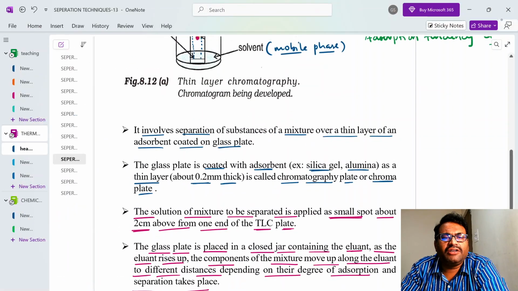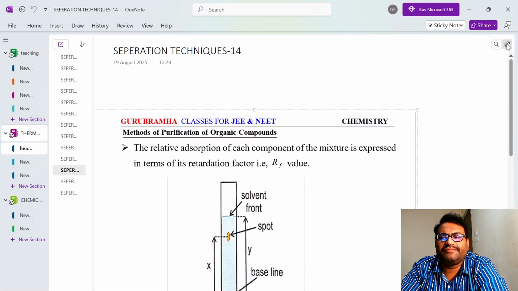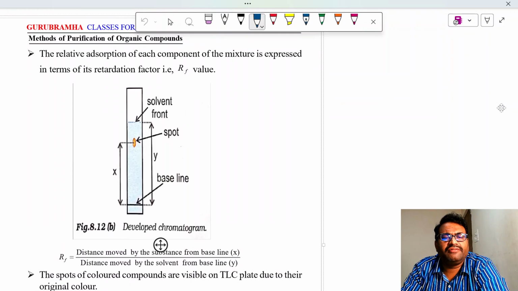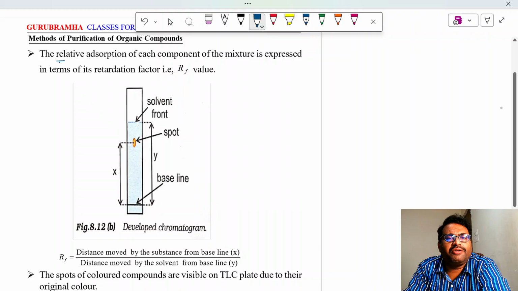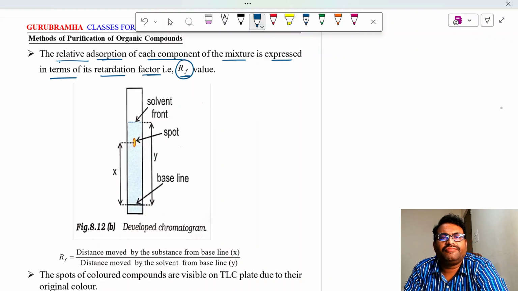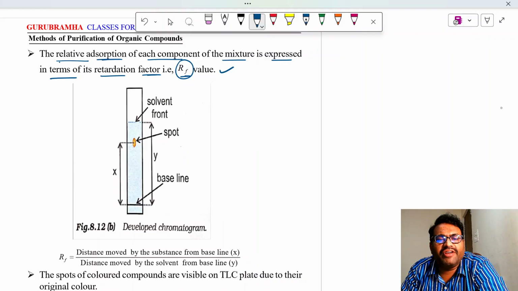Next, let us move to the next part. Looking here, the relative adsorption of each component of the mixture is expressed in terms of retardation factor, the RF value. If you see previous years' JEE Main or NEET questions, you will find most of the questions from chromatography are based on this RF value. So how to calculate this RF value is very important, right?